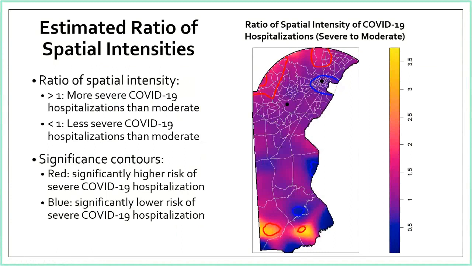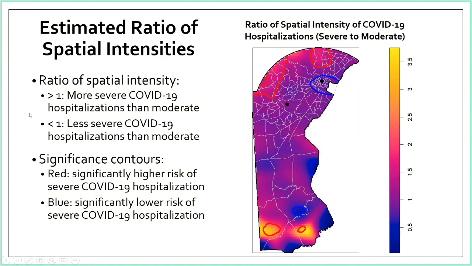So the map here shows the estimated ratio of spatial intensities of severe to moderate hospitalizations. And the contours here correspond to a two-tailed p-value of 0.05. The ratio of severe to moderate hospitalizations ranges from 0 to about 3.7, and ratios over 1 correspond to a higher number of severe hospitalizations than moderate.